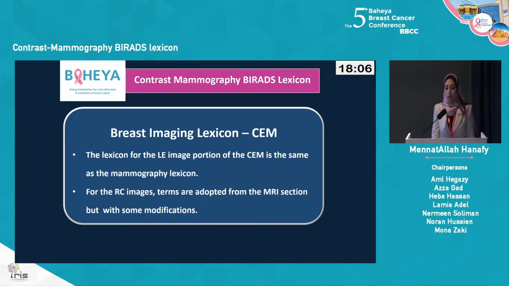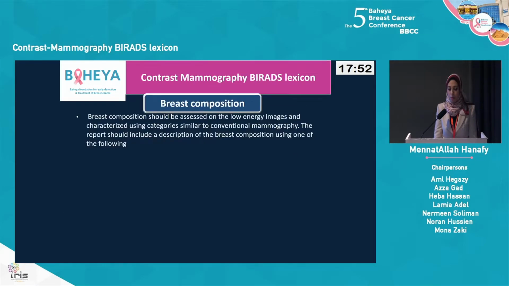Breast imaging lexicon, contrast-enhanced mammography. The lexicon for the low energy image portion of contrast-enhanced mammography is the same as the mammography lexicon. For recombined images, terms are adopted from the MRI section, but with some modifications. The lexicon starts with assessment of breast composition and background parenchymal enhancement. Breast composition should be assessed on low energy images and characterized using categories similar to conventional mammography.